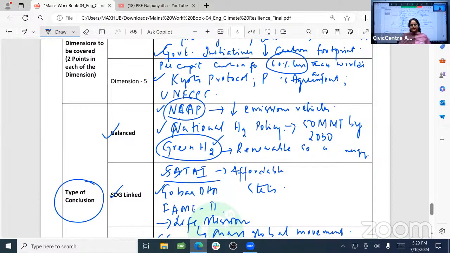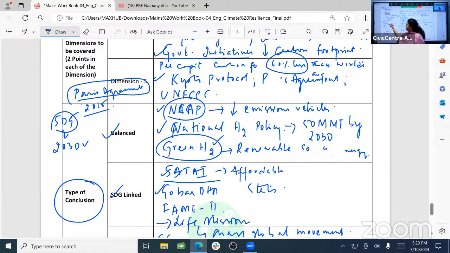Next, you have the SDG linked conclusion. Now, how do you write an SDG linked conclusion? We know that the Sustainable Development Goals are all targeted to be achieved by 2030, right? The goals were set in 2015, the same year as the Paris Agreement. So to achieve the targets of the Paris Agreement, the way is to achieve sustainable development. They go hand in hand.